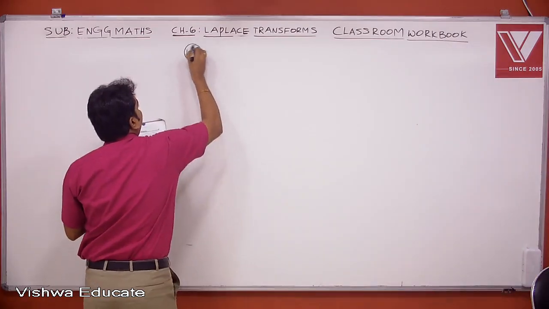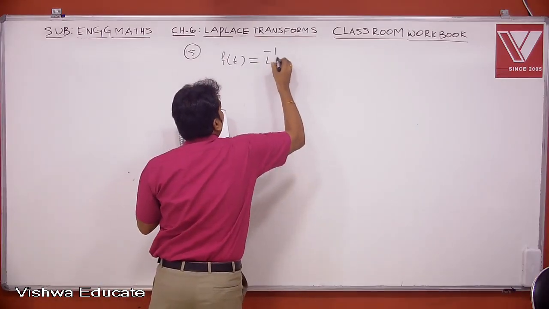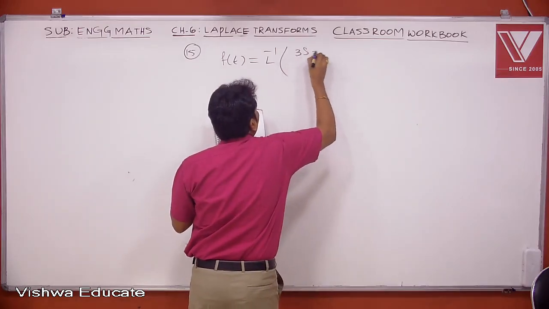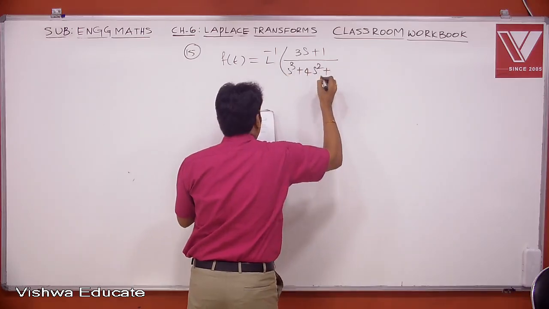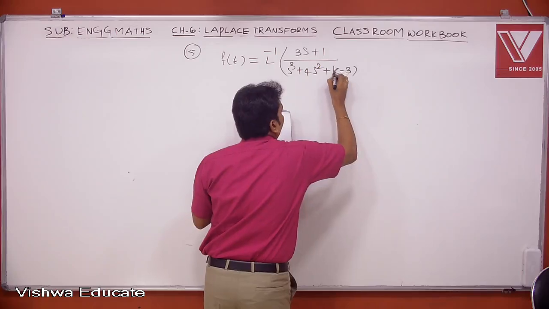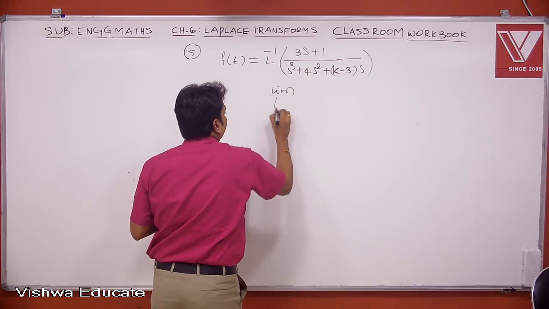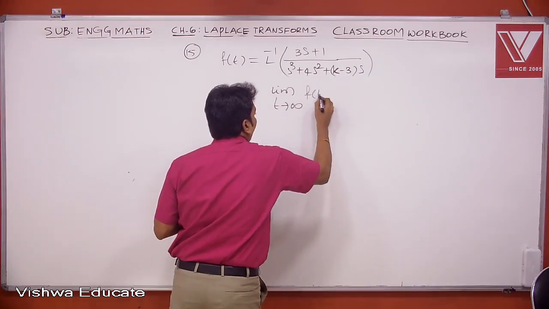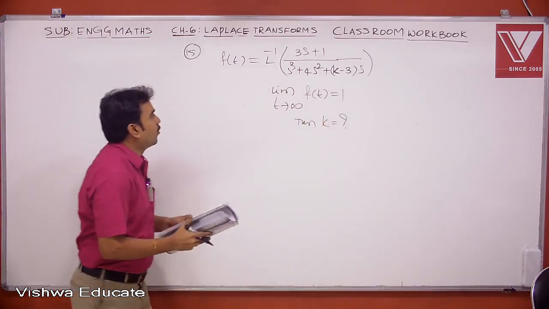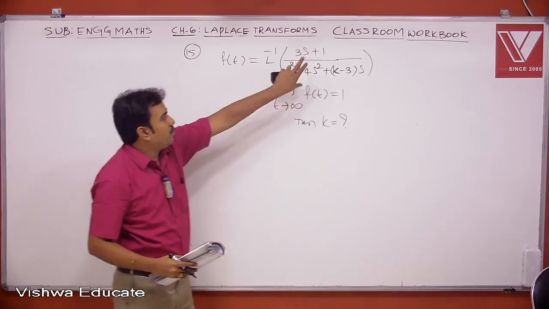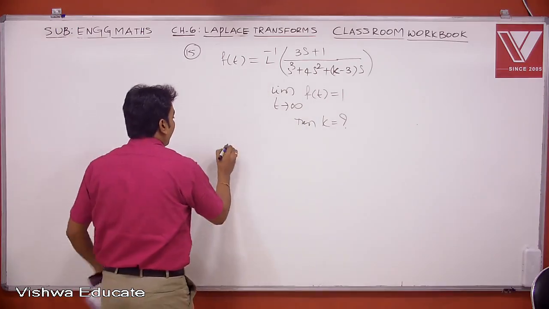Discuss question number 15. Given that f of t equal to L inverse of 3s plus 1 divided by s cube plus 4s square plus k minus 3 into s. If limit t tends to infinity, f of t equal to 1, then what is k value? So here f of t is L inverse of this. So basically this is nothing but Laplace of this function. So what is capital F of s?